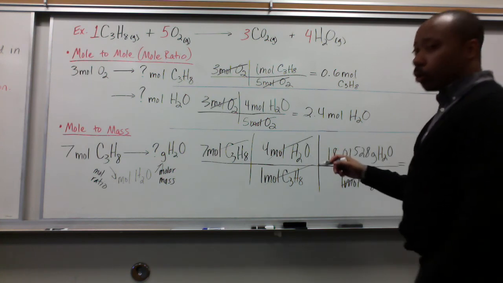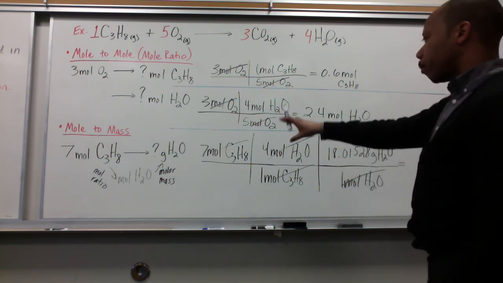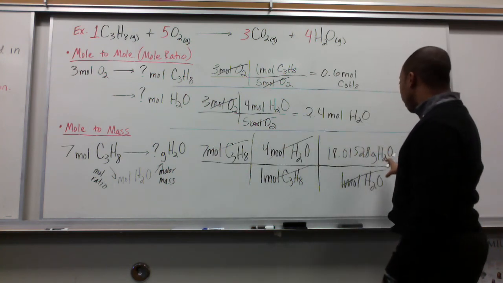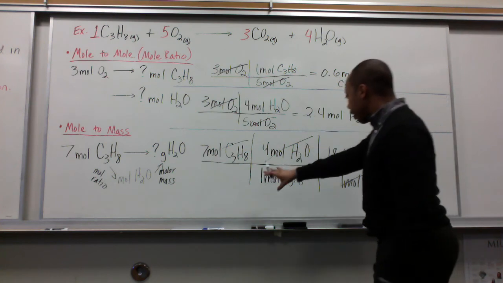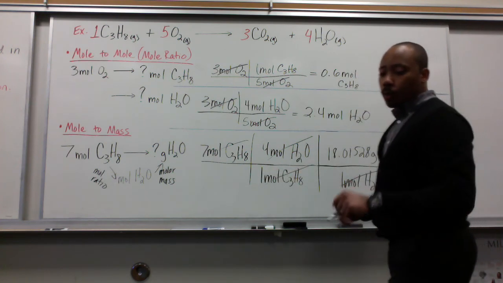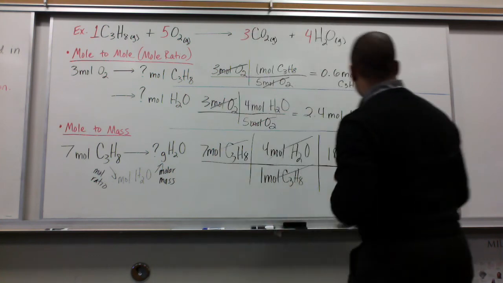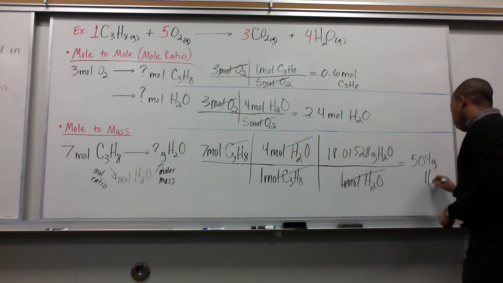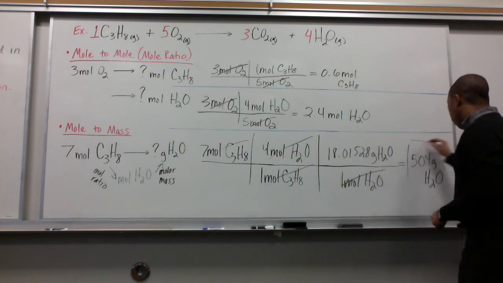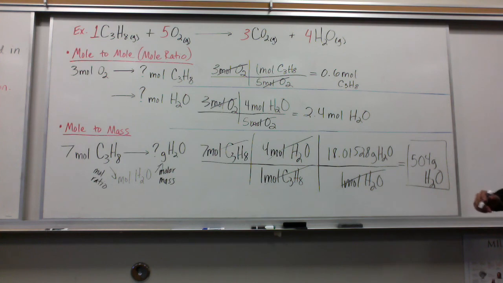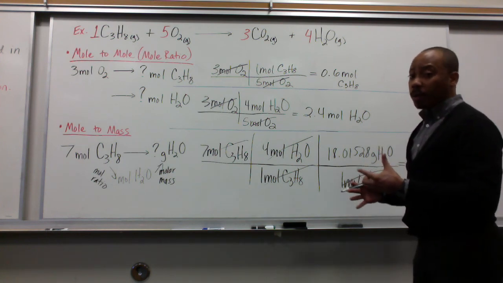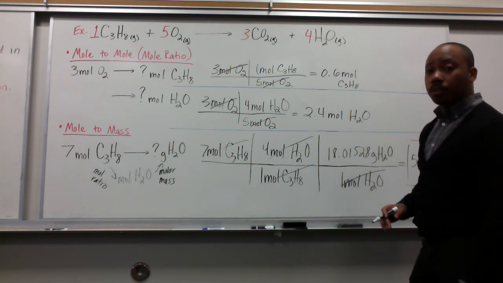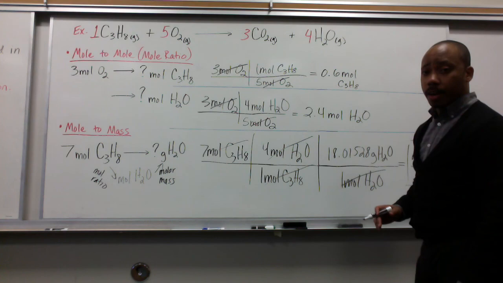Thus, I can solve. If I have 7 moles times 4, sorry, not 7 moles, that moles is canceled out, 7 times 4 times 18.01528 grams of H2O divided by 1 here at the bottom. What I get from that is approximately 504 grams of H2O. If I started out with 7 moles of propane, which is a lot of propane, I would create 504 grams of H2O. It's about a half a kilogram. It's heavy.